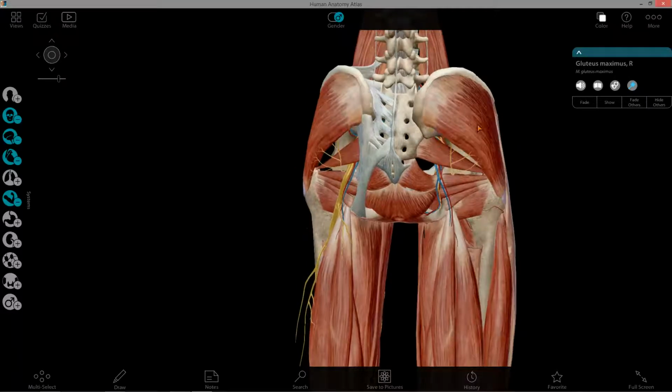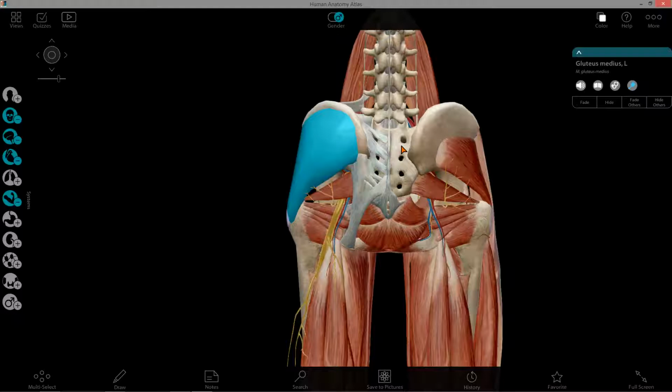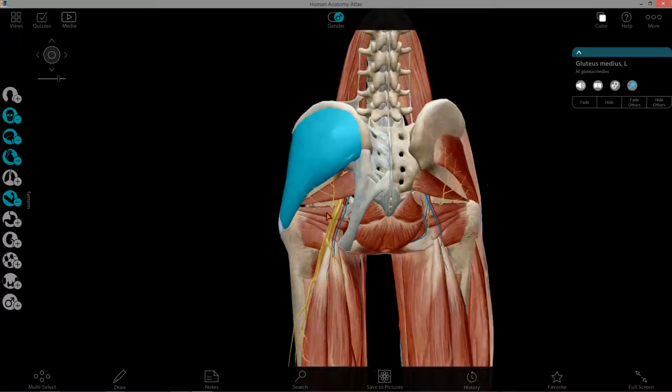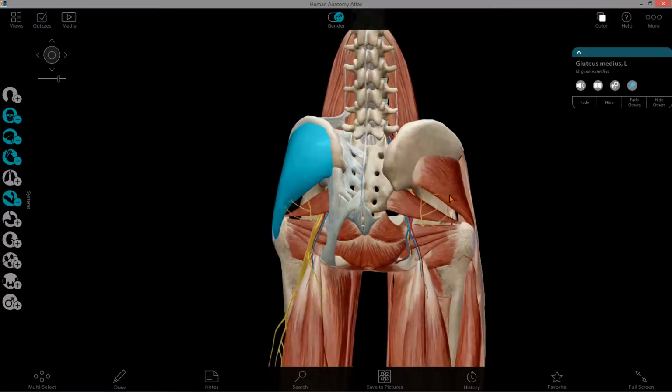So they're both, and I'm going to hide this one here, so you can see gluteus minimus, and here you can see gluteus medius. They're both innervated by the superior gluteal nerve and supplied by the inferior and superior gluteal arteries. They share a similar proximal attachment on the lateral surface of the greater trochanter of the femur, but they have different distal attachments. Or sorry, opposite. They have the same distal attachments, but different proximal attachments.